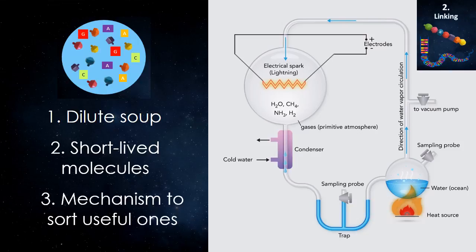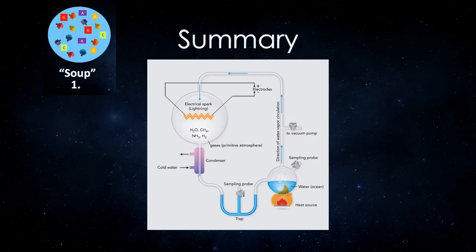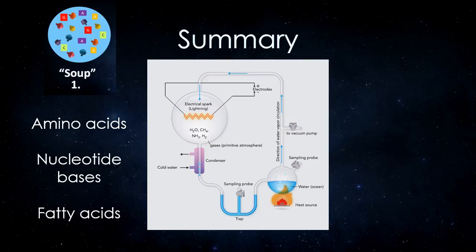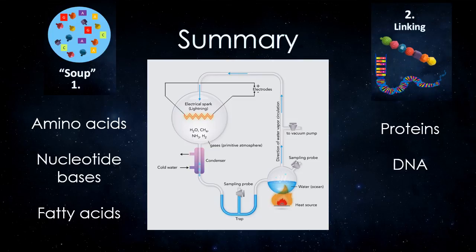Remember also that a mechanism would be needed to sort out the useful molecules, like the left-handed amino acids and the right-handed sugars. To summarize, under very controlled laboratory conditions, intelligent scientists have had considerable success in synthesizing building blocks, like amino acids, nucleotide bases, and fatty acids. However, experiments consistently fail to synthesize the larger macromolecules like protein, DNA, or RNA in conditions intended to simulate an abiotic Earth.